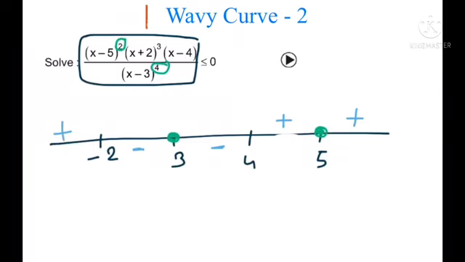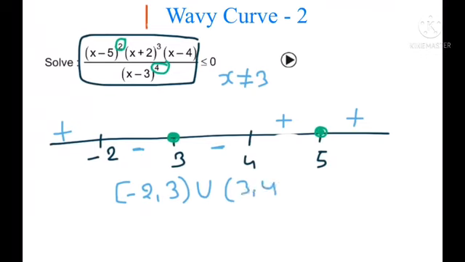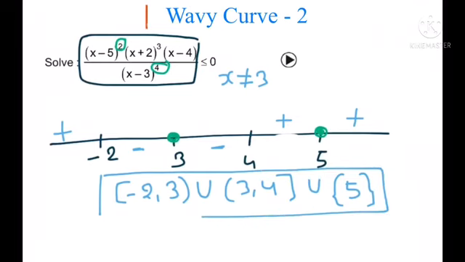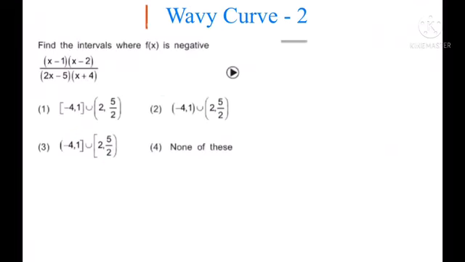What we need to find? Less than or equal to 0. Less than or equal to 0 means negative. Remember one thing, x can never be equal to 3 in this case. So the required answer is -2 to 3, 3 not included, union 3 to 4 included, union the element 5. So this is the value of x. Let's see the next question.